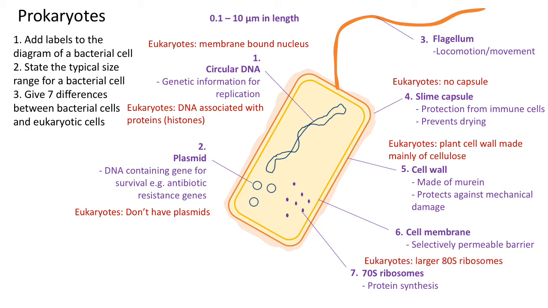And finally, so in eukaryotes, there are these larger 80S ribosomes in the cytoplasm and also found on the rough endoplasmic reticulum. In bacterial cells, it's these smaller 70S ribosomes. 70S ribosomes can be found in eukaryotes, remember. Can you remember where they're found?